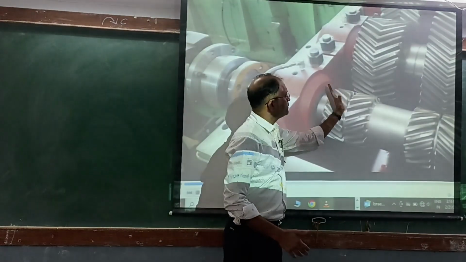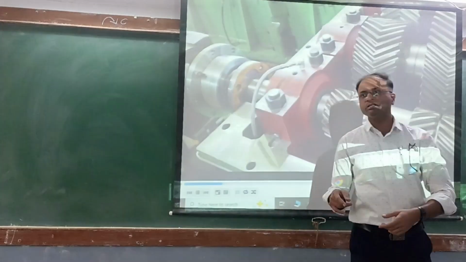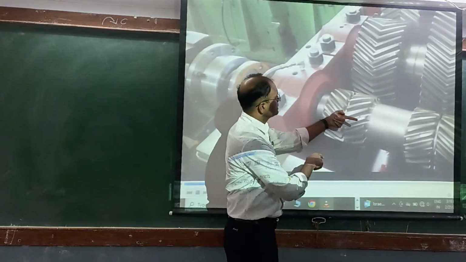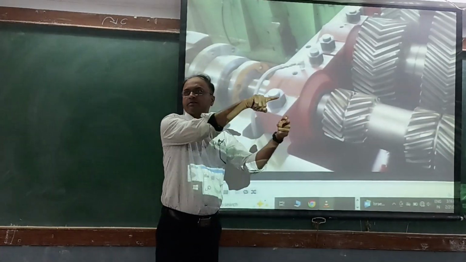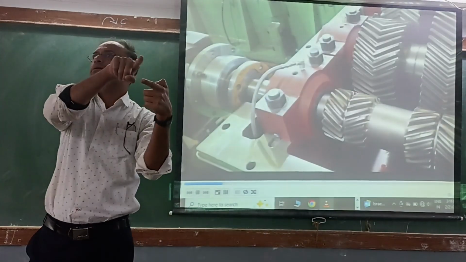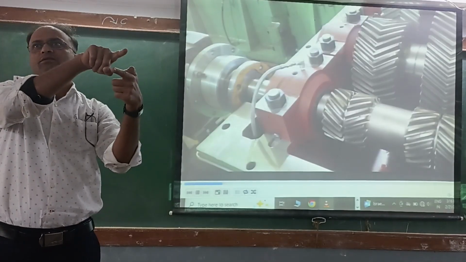Their teeth are inclined with the axis of the shaft. You can see the axis of the shaft is something like this, and teeth are at some angle with the axis. So helical gears have their teeth cut at a certain angle with the axis of the gear.